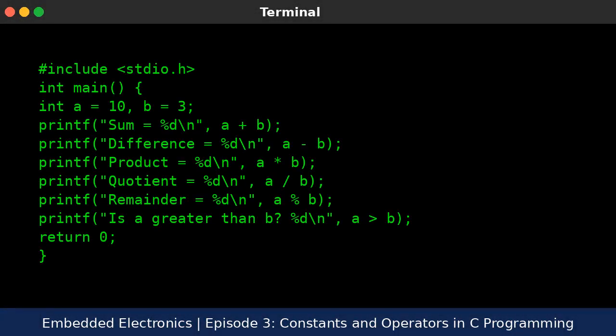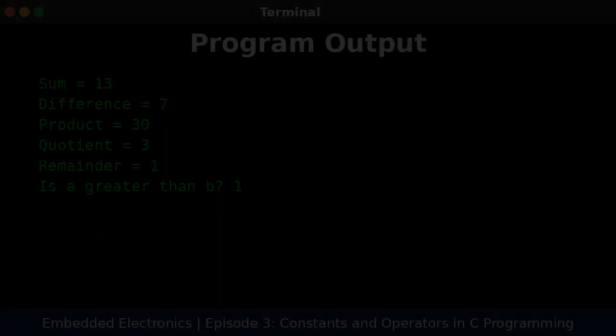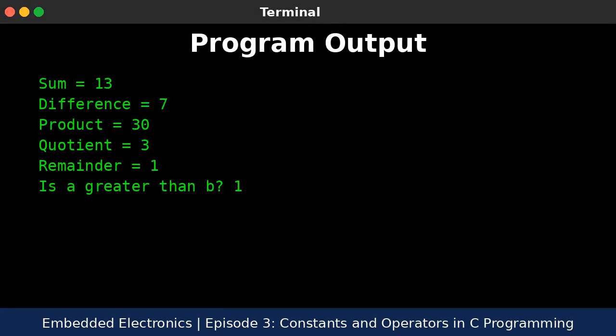This program demonstrates arithmetic and relational operators. It performs addition, subtraction, multiplication, division, and modulus operations, and compares two numbers using the greater than operator. The output of example 2, arithmetic and relational operators, is as follows. Sum equals 13. Difference equals 7. Product equals 30. Quotient equals 3. Remainder equals 1. Is A greater than B? 1.